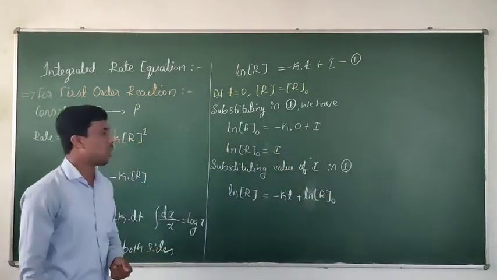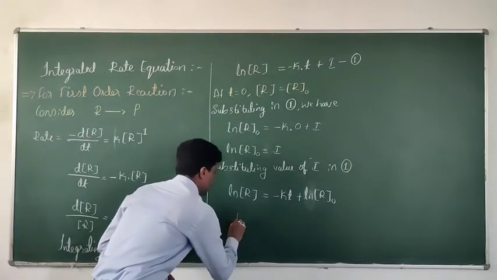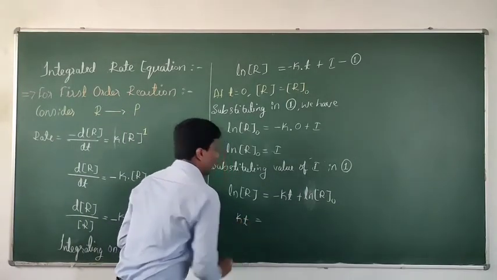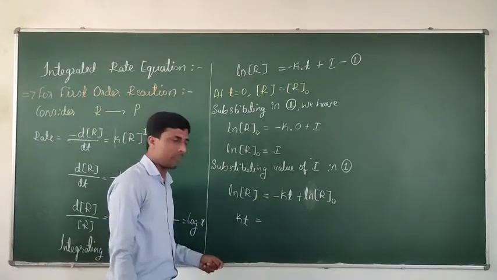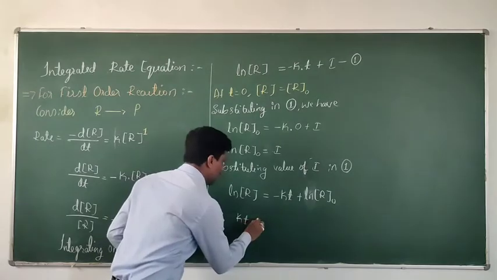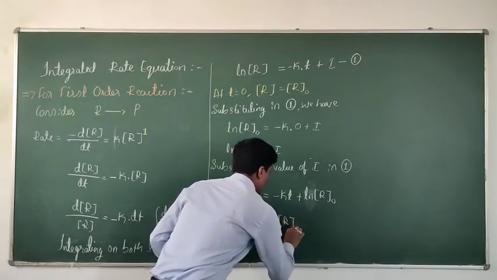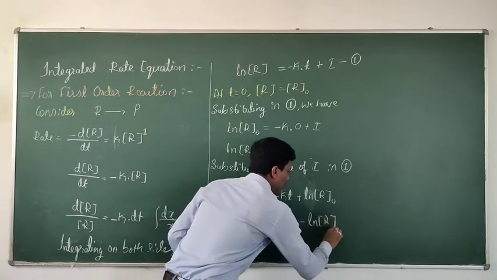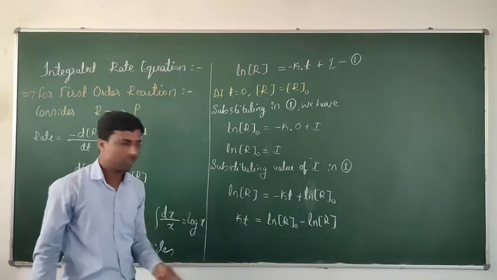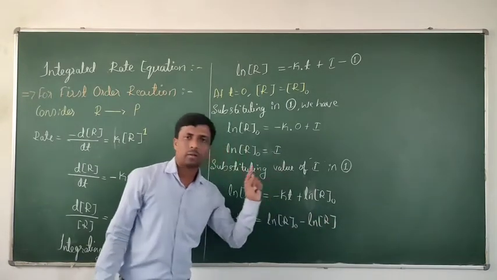Ln R naught. Is it? Now, kt is equal to negative sign. Okay, it has removed now. Kt is equal to ln r naught minus ln r. In which form is it? Log a minus log b, or log m minus log n.